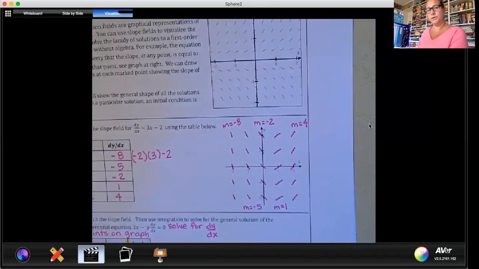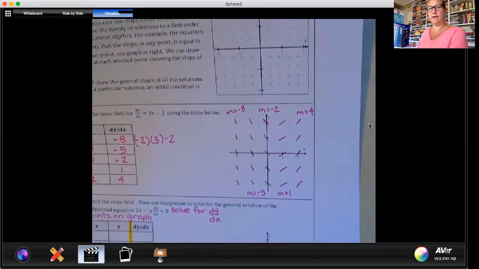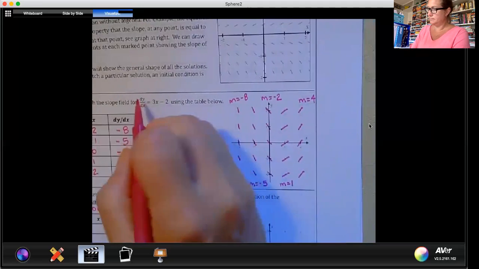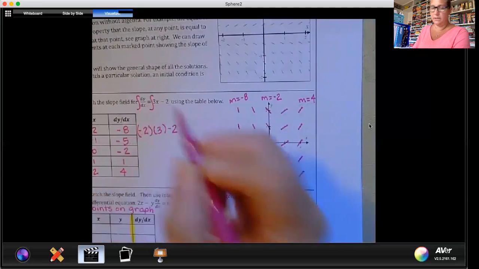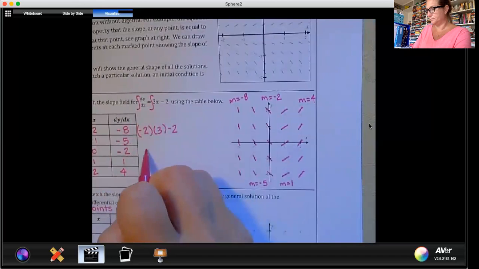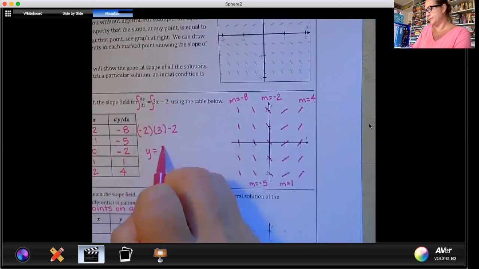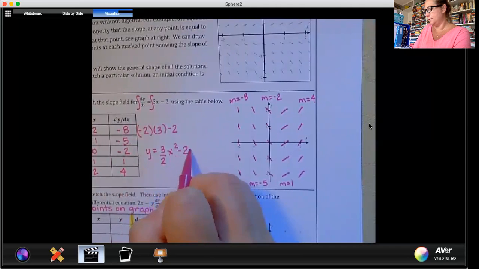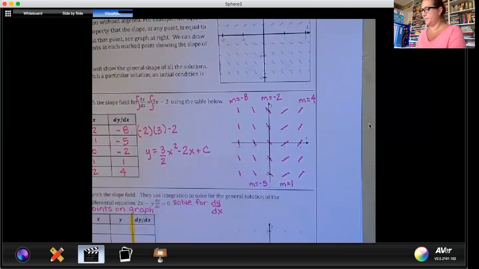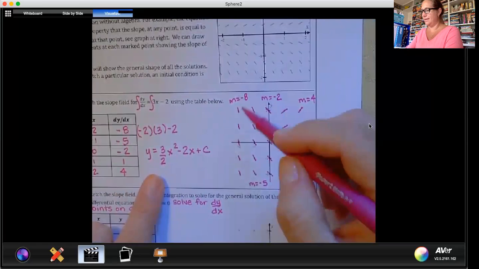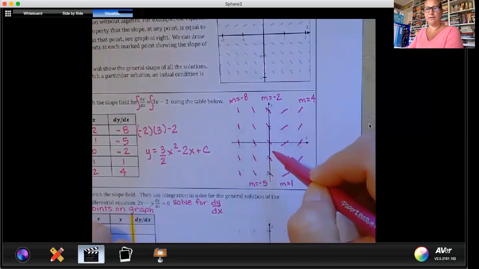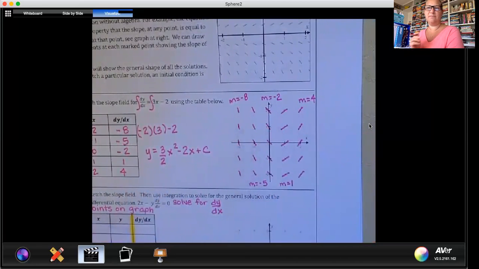Now, if we were to take this differential equation and find our general solution, just a little bit of practice here: y equals 3/2 x squared minus 2x plus c. If we were to graph that, it should follow this curve. It's pretty cool.